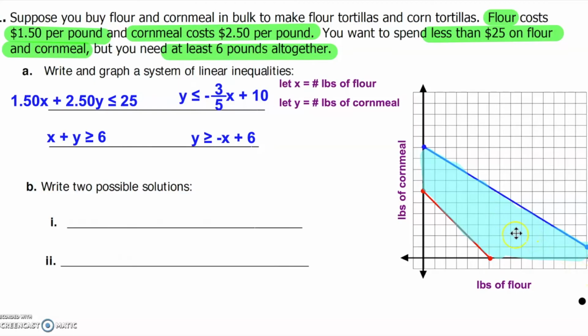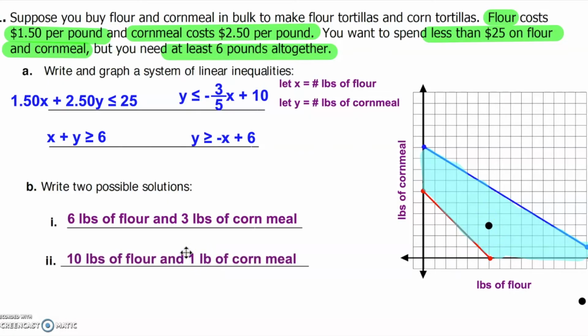Now we can determine possible solutions for this situation. We know any of our solutions in this shaded region are going to be valid for the system, where we're not going to spend more than $25 and we have at least 6 pounds. So if we have 6 pounds of flour and 3 pounds of cornmeal, that point will lie here, which is inside the shaded region.